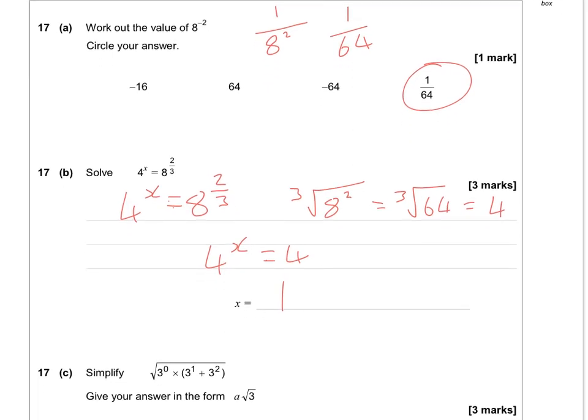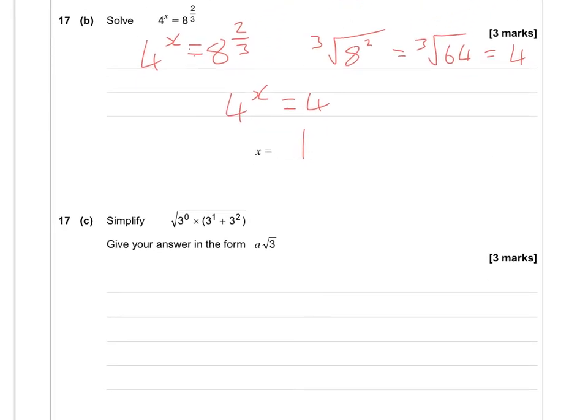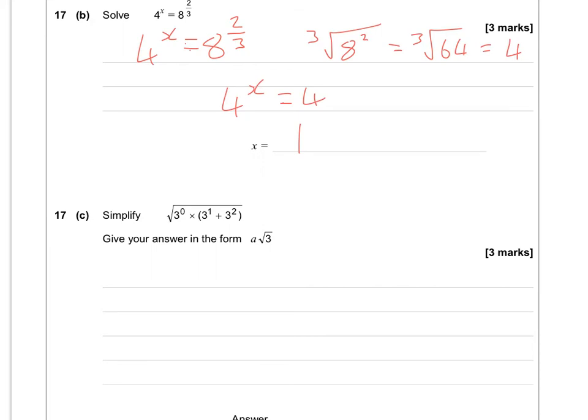Question 17c is having a look at index laws and surds combined. So we just need to work these out. So we've got the square root of 3 to the power 0. Anything to the power 0 is 1. And we're multiplying that by 3 to the power 1, which is 3, plus 3 squared, which is 9. So we've got the square root of 1 times by 12, which is just the square root of 12.